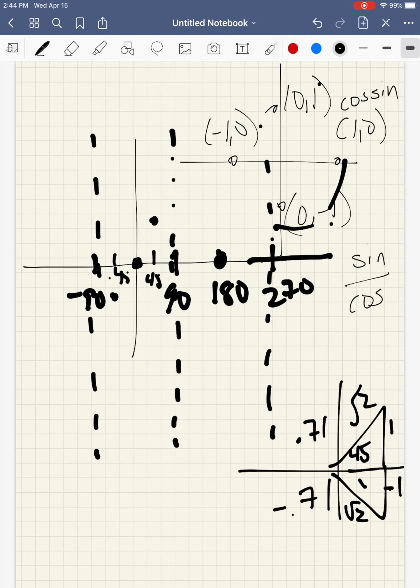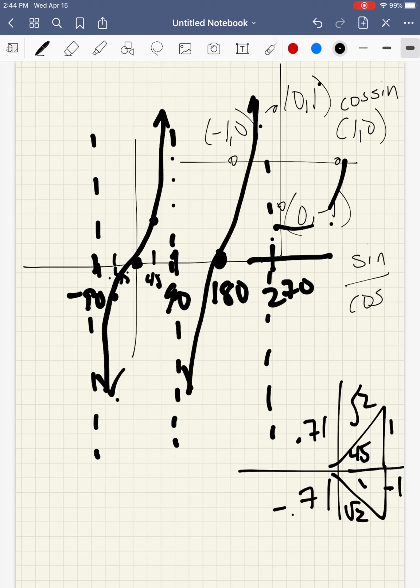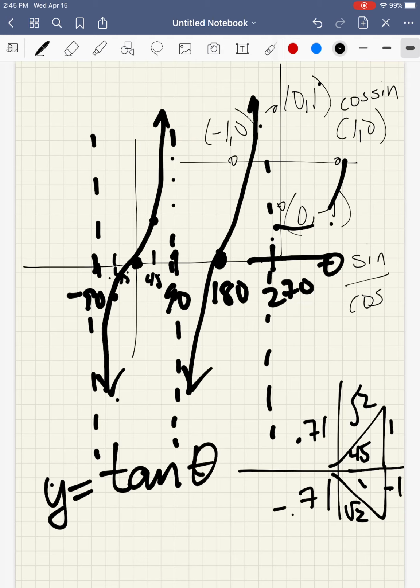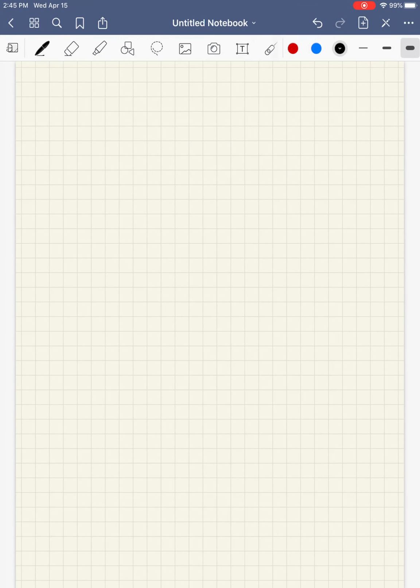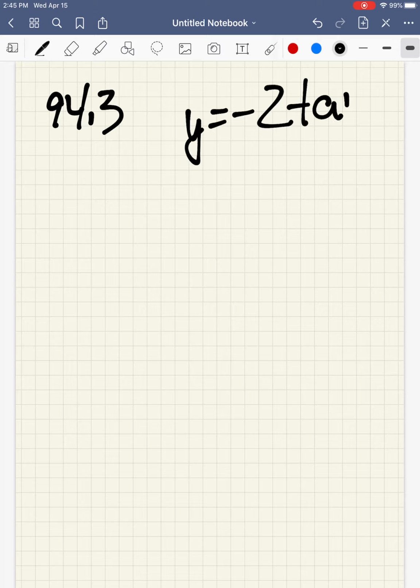So if you look on the bottom of page 548, you'll see this is the shape of tangent, and it just repeats itself. So here, it's going down, going up. Okay? All right, so that's, and we make that theta, that's y equals tan theta. So on page 549, 94.3, it says to graph y equals minus 2 tan of theta.